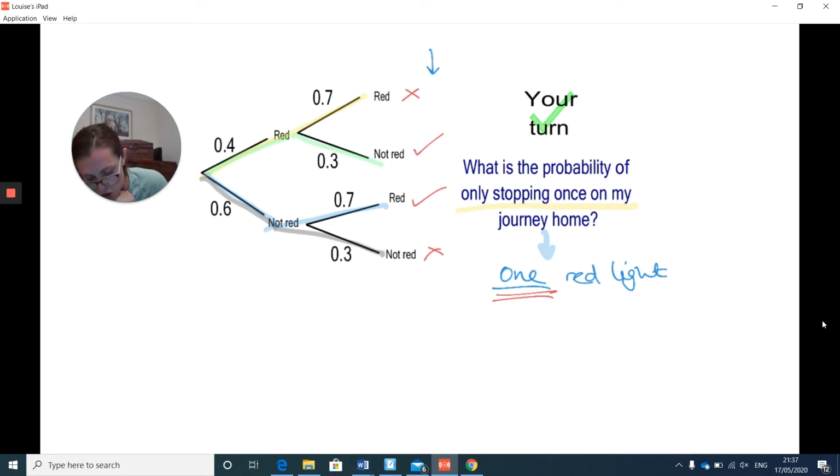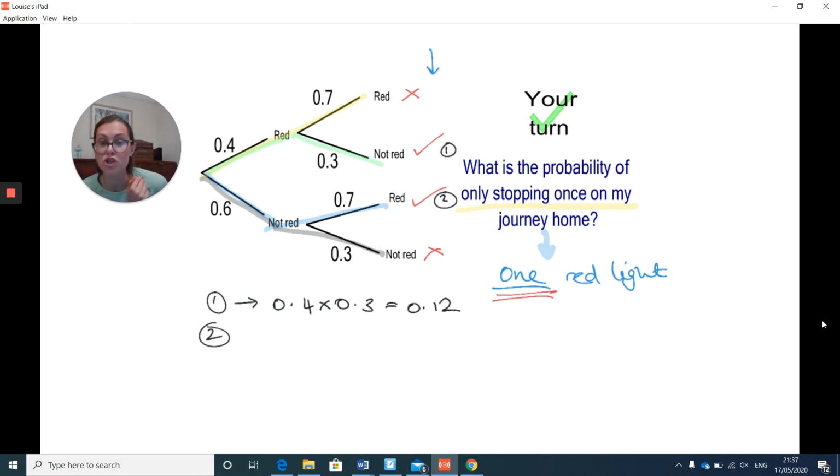So now I've got 2 branches that meet my criteria. You start by doing exactly what we did before. You've got your 2 branches, 1 and 2, so you're going to times down the branches. For branch number 1, you would do 0.4 times 0.3. So that gives me 0.12.